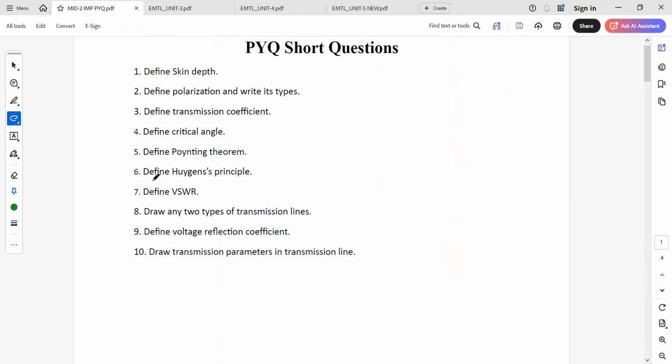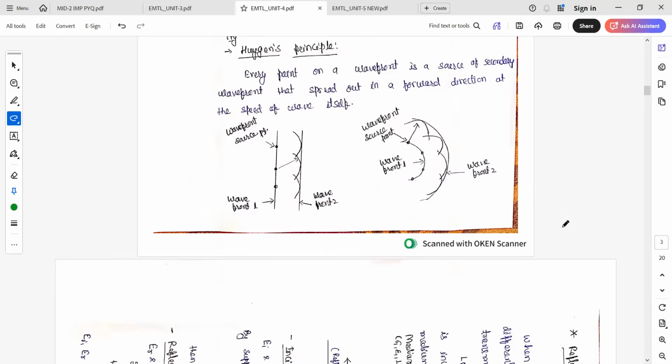Next question is define Huygens principle. So this principle, you see how one wavefront is going to generate another wavefront. That is the principle of Huygens. Every point on a wavefront has the capability to generate secondary wavefronts that spread out in the forward direction at the speed of the wave itself.